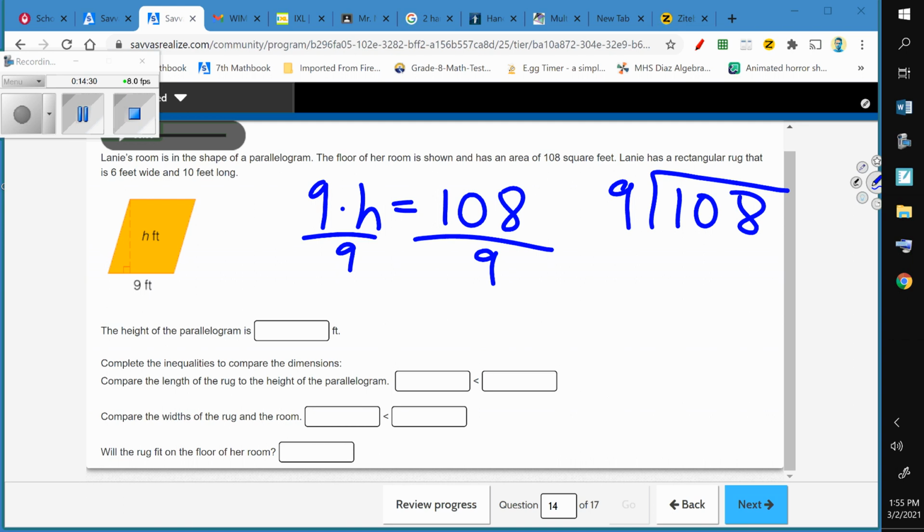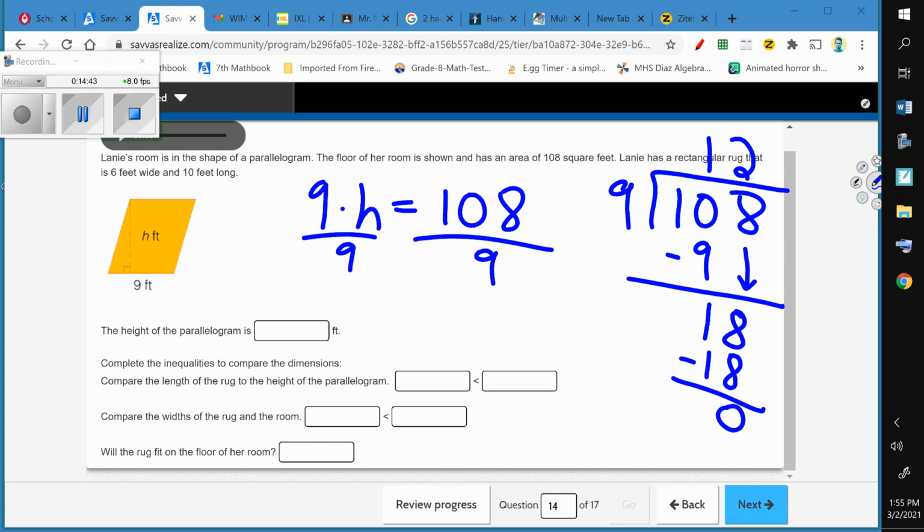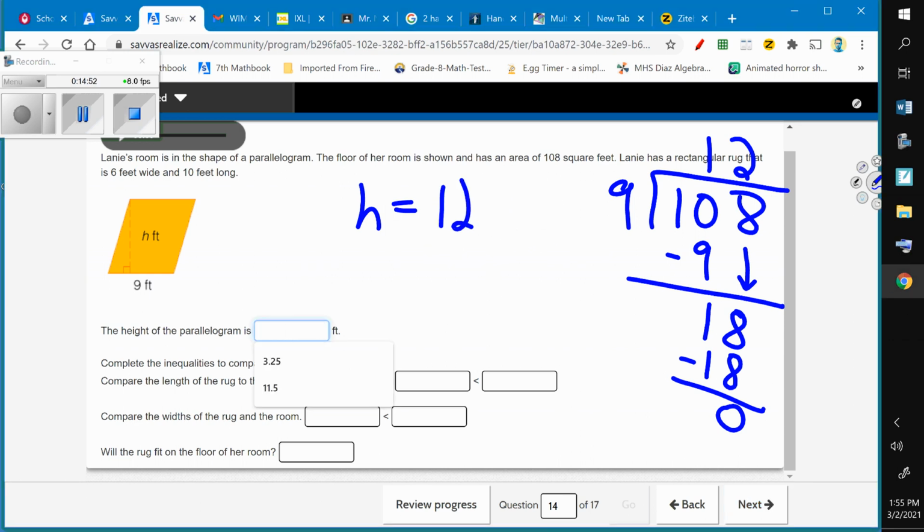9 goes into 10 how many times? And then multiply, and then subtract, and then bring down, and then 9 goes into 18 how many times? So you multiply, and then you subtract, no remainder, so the answer is 12. So h is going to equal 12. That's the height. That's my first answer. Second question. Complete the inequalities to compare the dimensions. Compare the length of the rug to the height of the parallelogram.